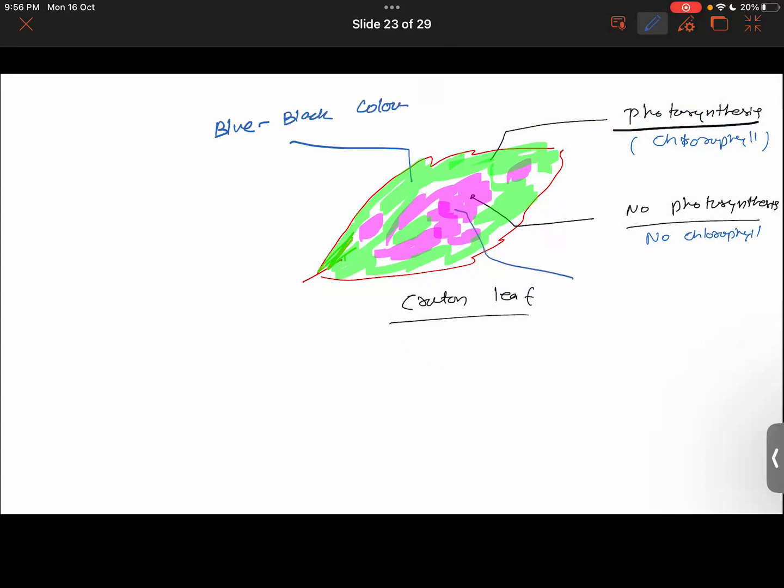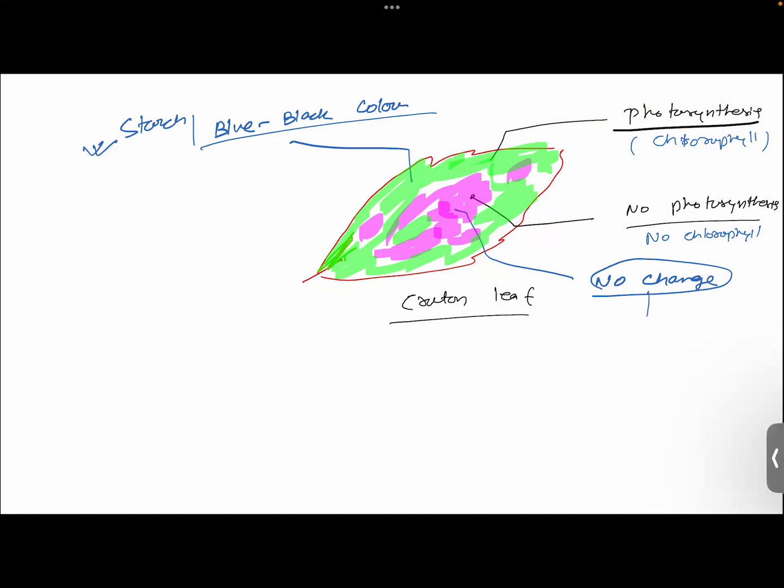While this portion of the leaf will show no change. Getting it now? Why is it so? Because in this portion starch was being produced, while here no starch was being produced. Getting it?